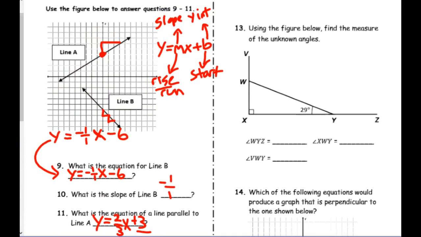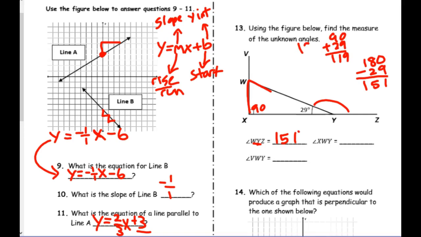Up here, using the figure below, find the measures of the unknown angles. Okay, WYZ, okay. We know WYZ is on this side, so I can do 180 minus 29, and I'm going to get 151. So 151 degrees. XWY, right here. Well, if I know this is 90, and this is 29, add them up, and subtract that from 180. 180 minus 119 is 71. Nope, 61.